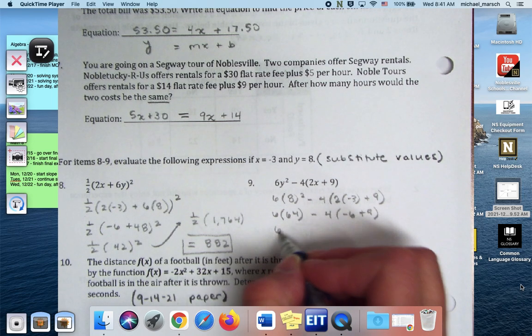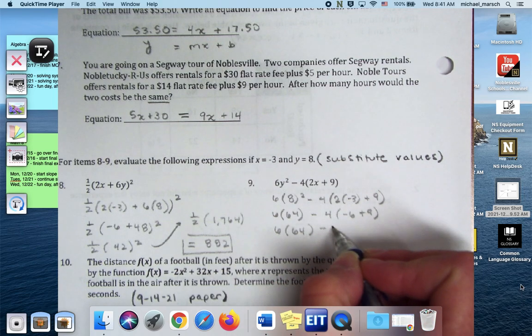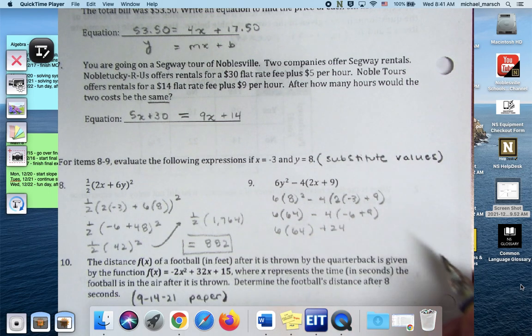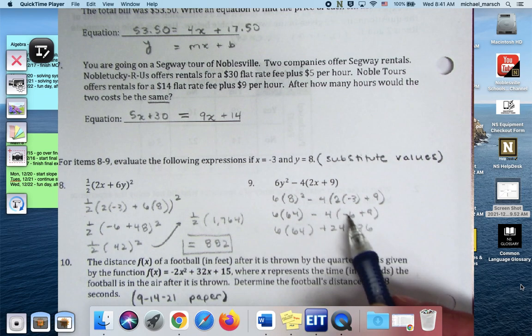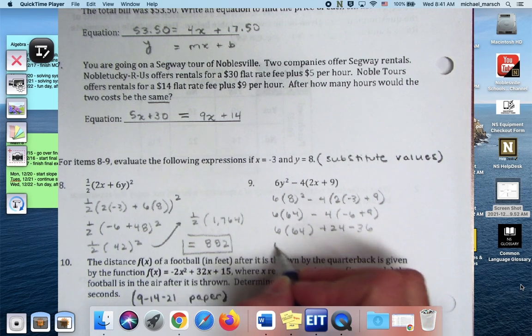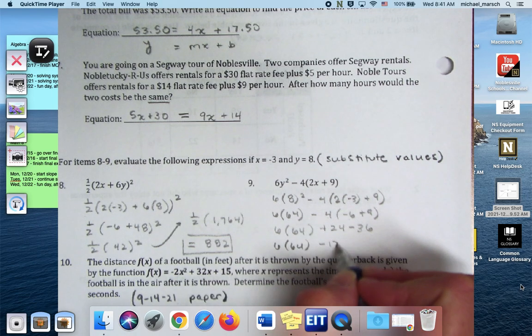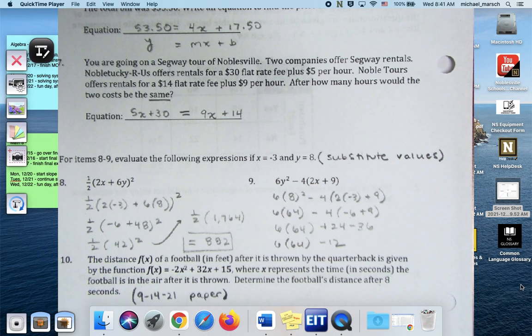So I'm going to have 6 times 64 minus, well, negative 4 plus negative 4 times 6 is plus 24 minus 36, right, because I distributed the negative 4. 6 times 64, let's see, minus 12. 6 times 64, gosh, what is 6 times 64?